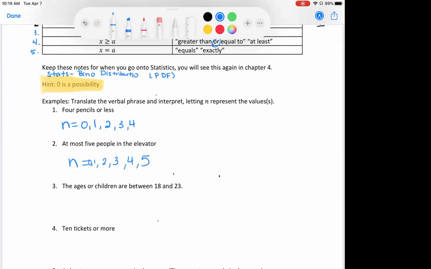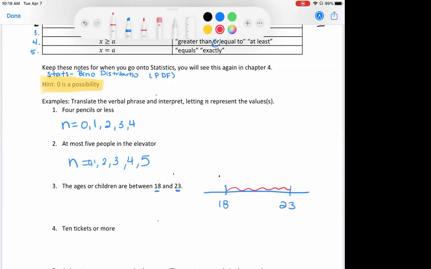Three, the ages of children are between 18 and 23. So the biggest question is, if you're going to go to the right, do you want more? Or to the left, do you want less? And also consider, is this number that we're working with going to be included or not? Because that's going to produce a very different answer if we're talking about probabilities in the future. So we're working with ages between 18 and 23. So these are the numbers I want to work with.